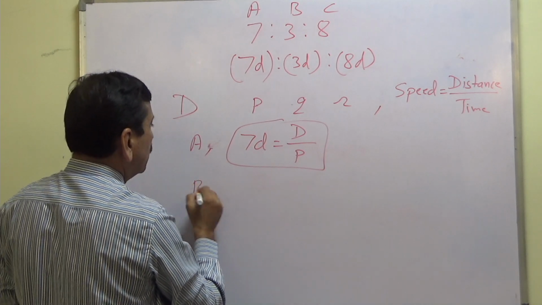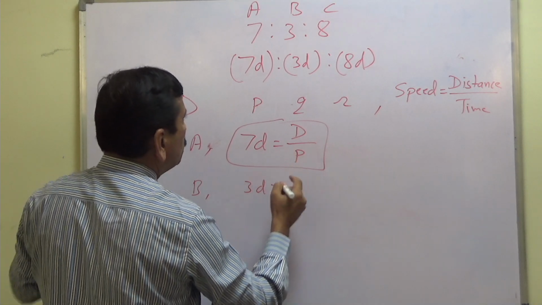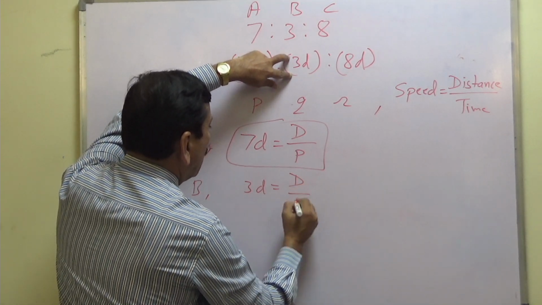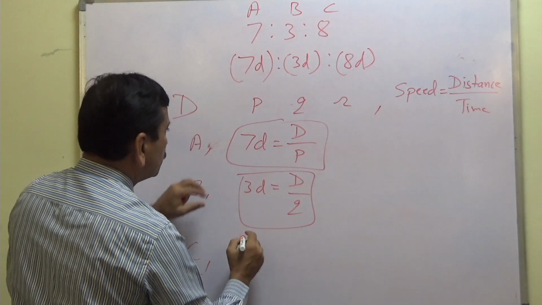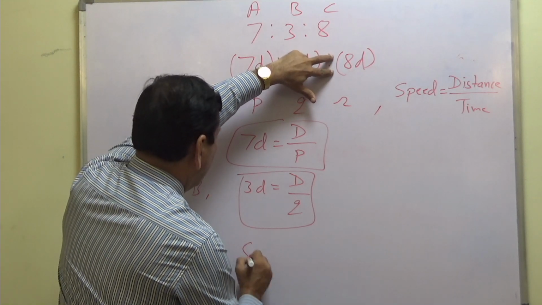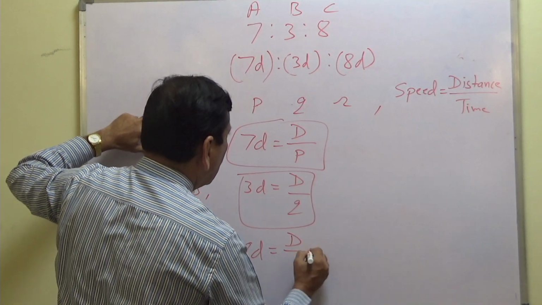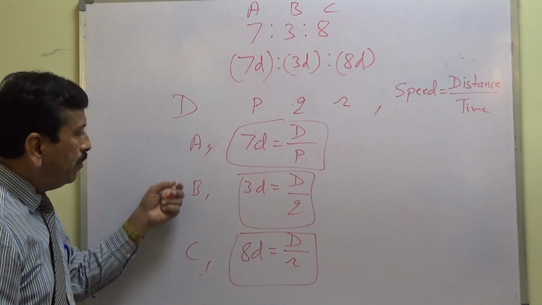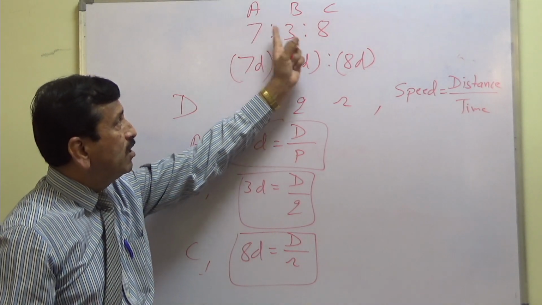Then for B, speed 3D is equal to distance upon time, Q. And for C, speed 8D is equal to distance, capital D, upon time R. A, B, C, these were the speeds which we are assuming in the ratio 7:3:8.